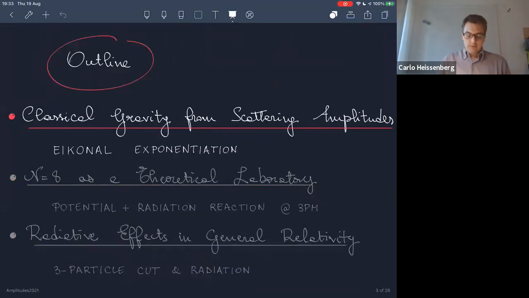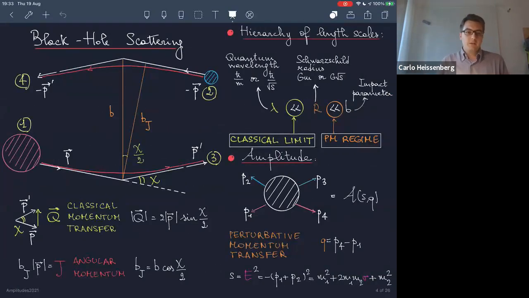So let me start by specifying a little bit more precisely the process we are considering. We are discussing the scattering of 2 black holes, here depicted by these 2 blobs, which we will, however, consider as point particles for our purposes today. They collide with some impact parameter B or B_J, depending on a slightly different geometrical interpretation. The distinguished observable we'll be focusing on today is this deflection angle chi, or almost equivalently this capital Q, which is essentially the transverse classical momentum transfer.